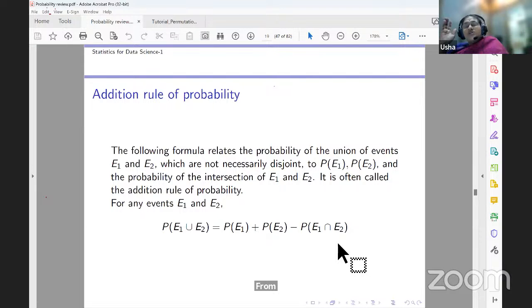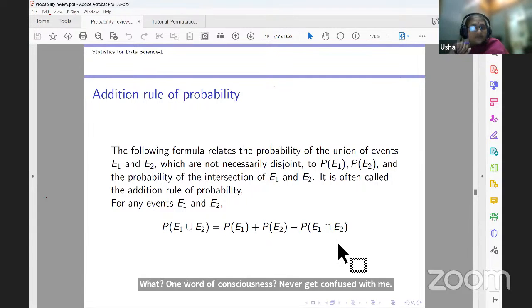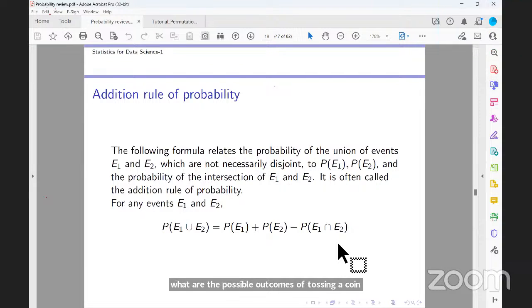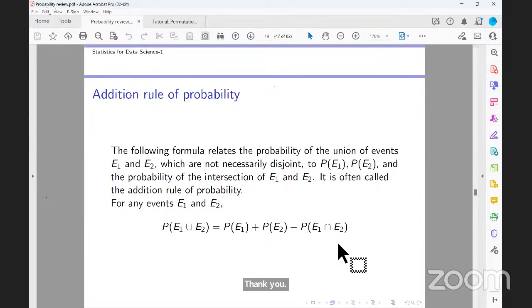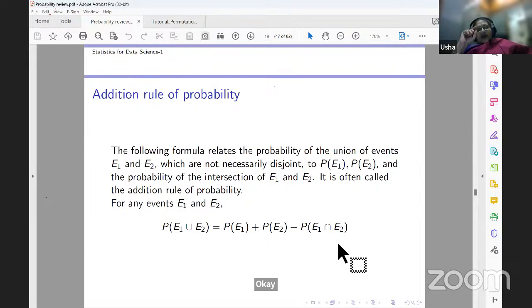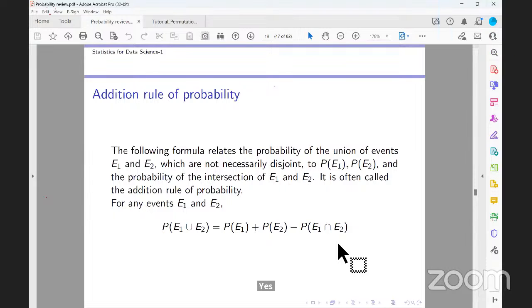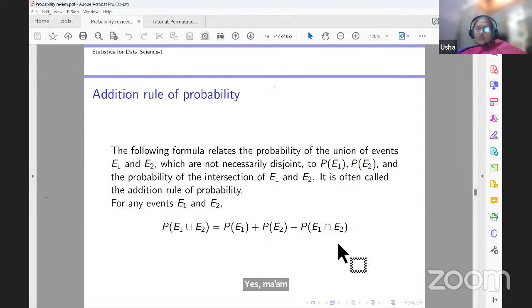One word of caution: never get confused between disjoint events and independent events. Tossing a coin, what are the possible outcomes of tossing a coin? Two outcomes, head or tail. Just tossing a coin once, it is H or T. Are they mutually exclusive outcomes? Yes. If I get a head, I cannot get a tail. So yes, they are mutually exclusive outcomes.